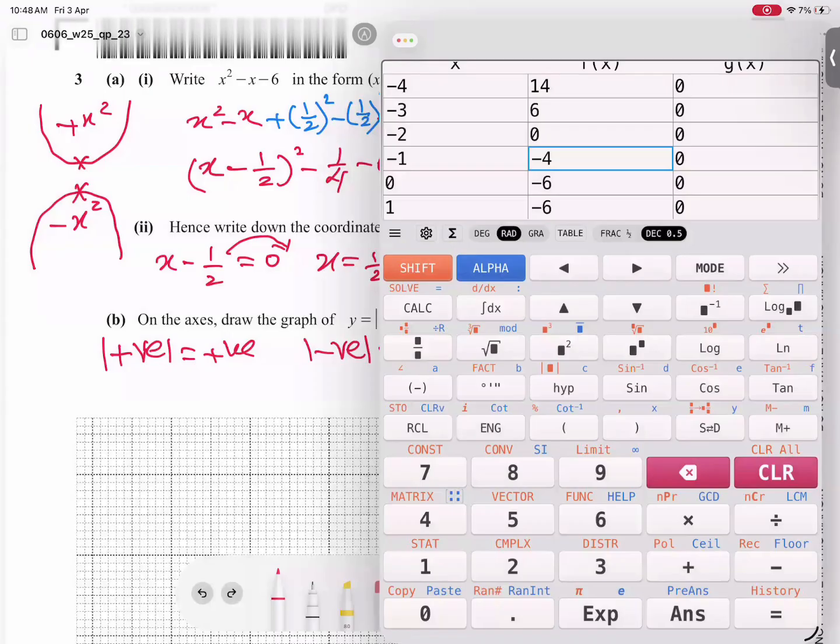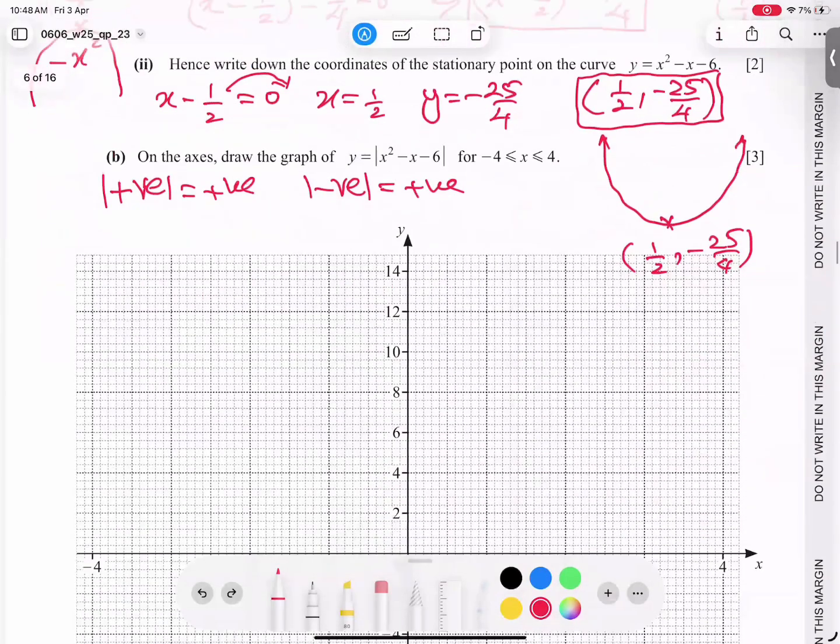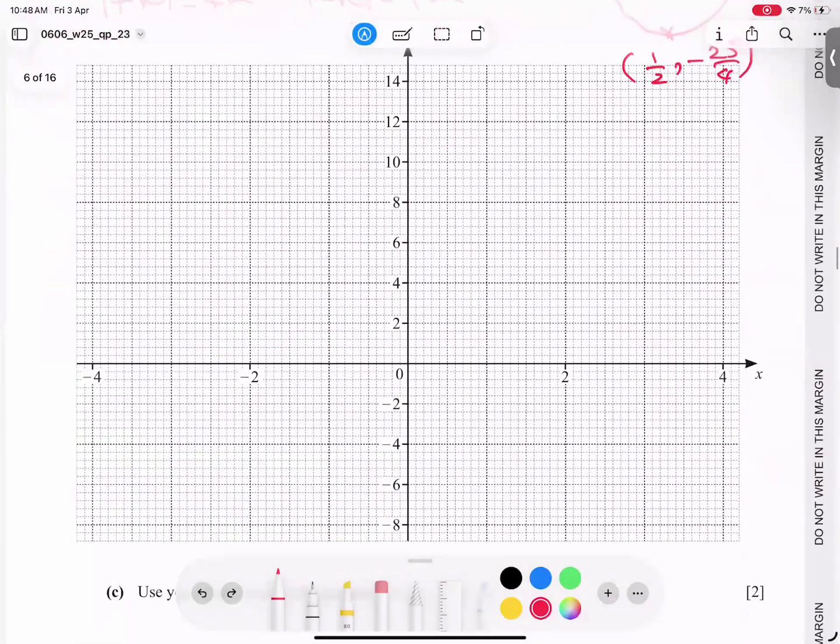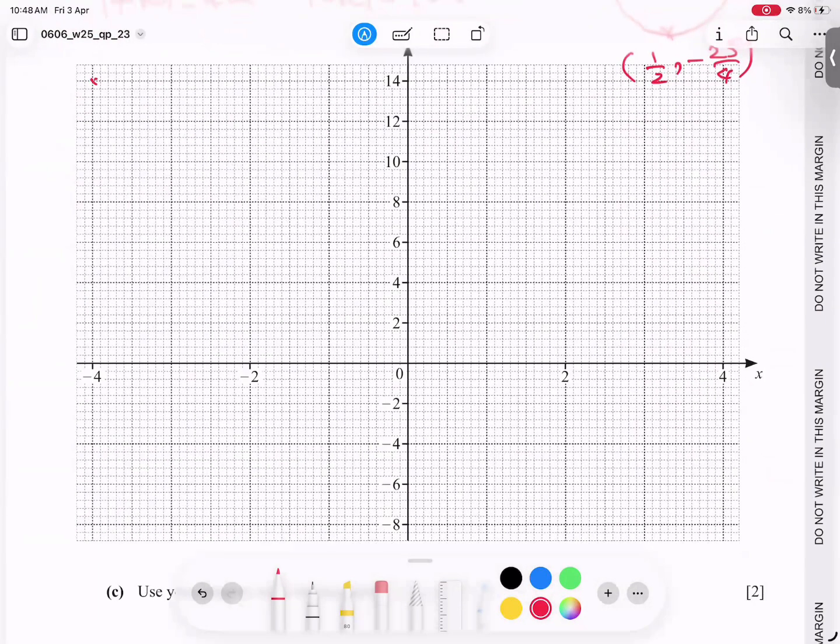Okay, I'm starting now, students. Get ready. How we can label, how you can put those numbers which I have. So I get -4, 14. -4, 14 is this number. You see, -4, 14. Next number is -3, 6. -3 here and 6 is here. Then next number is -2, 0. So I'm getting here 0. And -1, I got -4, -4, -1.